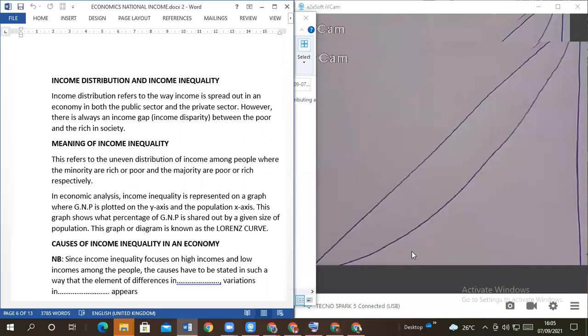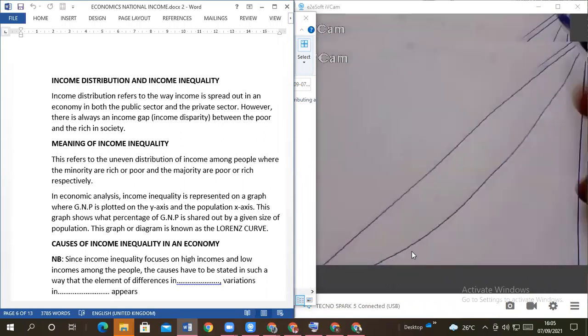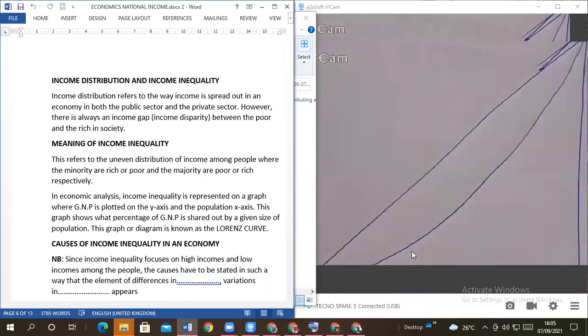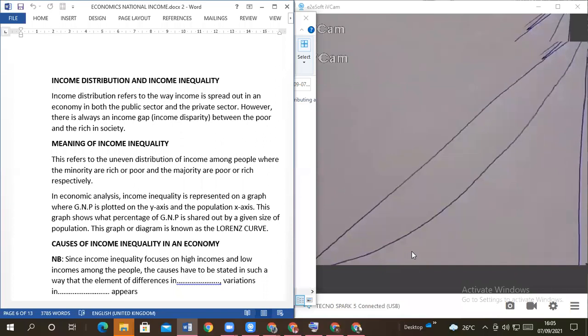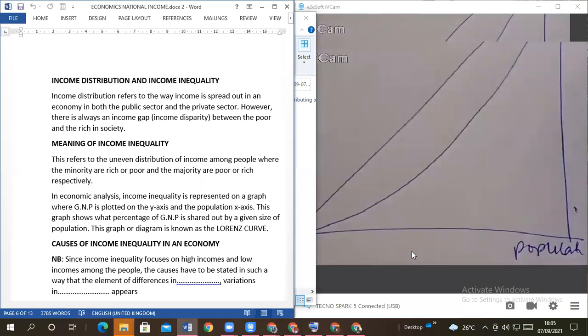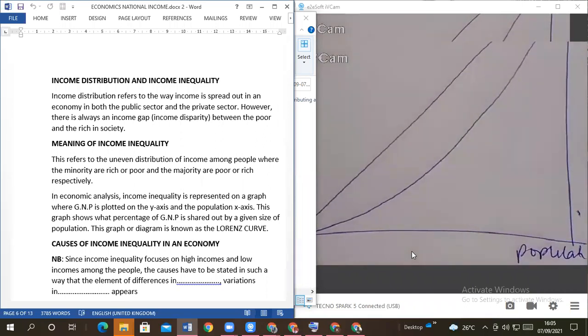What does it show? This graph shows what percentage of GDP is shared out by a given size of the population. That's why you have the population below there. So that is what we call a Lorenz curve. This helps to show what we call income inequality.